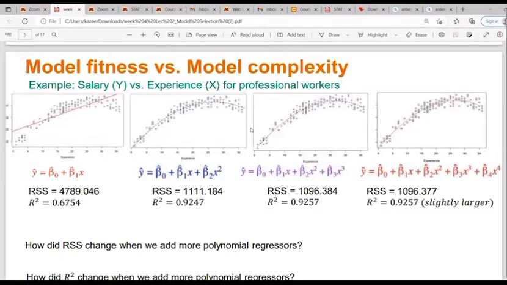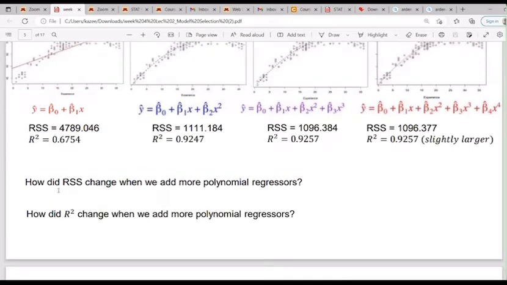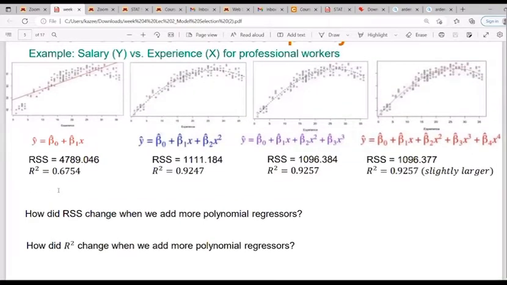So what I'm trying to tell you is that you cannot trust your R squared, you cannot trust your residual sum of squares in a situation of model complexity. That is exactly what I mean. Then what can we trust? I'm going to walk you through that. Now, I think I asked a question here. How did RSS change when we had more polynomial regressors? Of course, you can see the way it changes. The RSS is going to be going down.